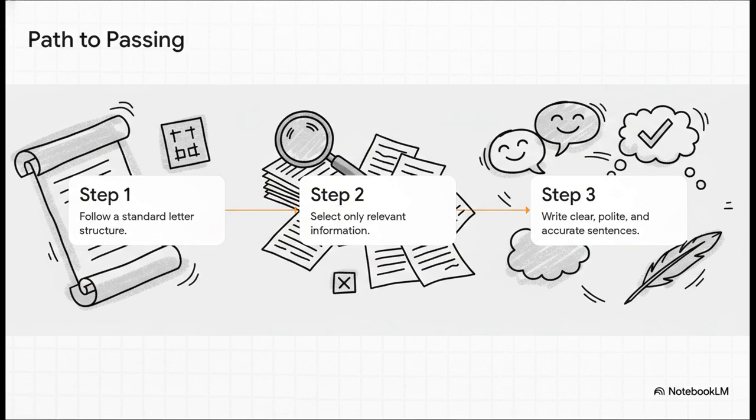It really just comes down to these 3 simple steps. First, just follow a standard letter structure. Nothing fancy. Second, be picky. Only choose the info that the reader absolutely needs to know. And third, just focus on writing sentences that are clear, polite, and accurate. You do those 3 things, you are well on your way to passing.